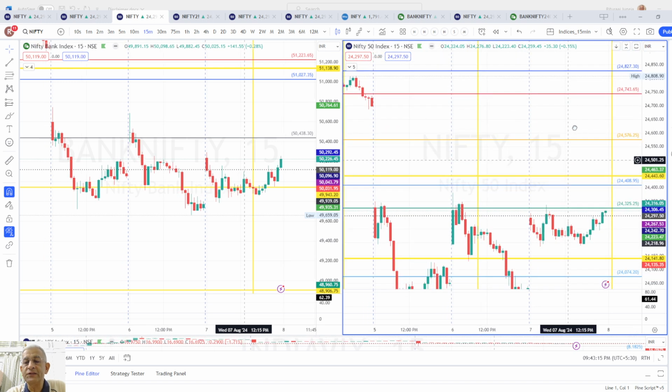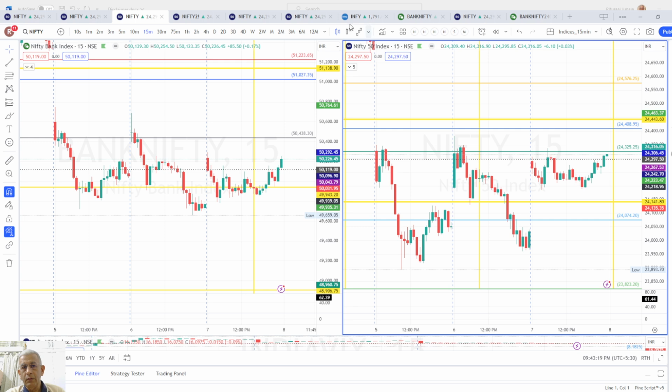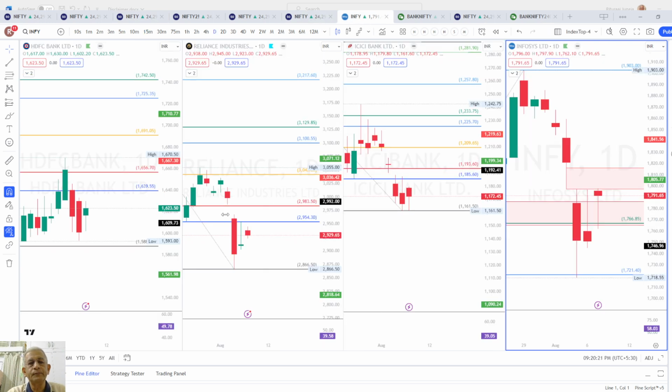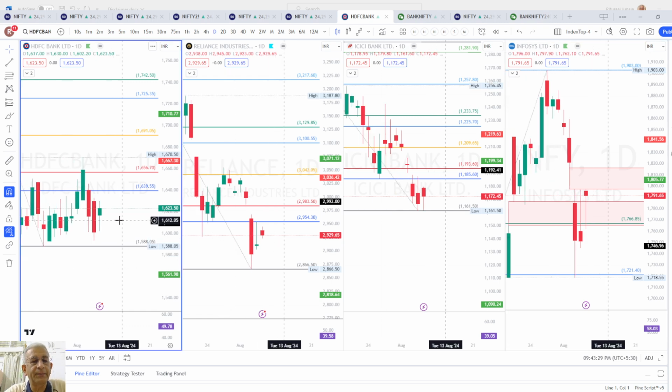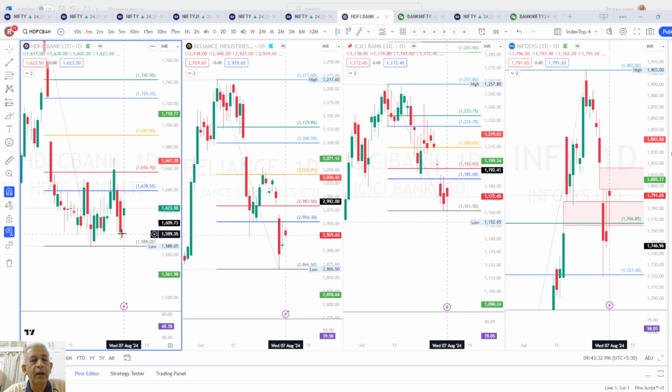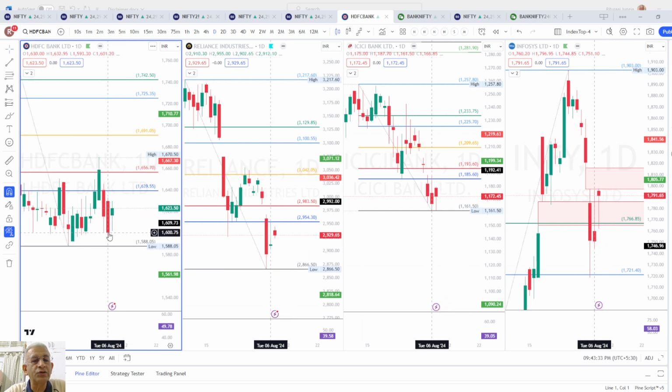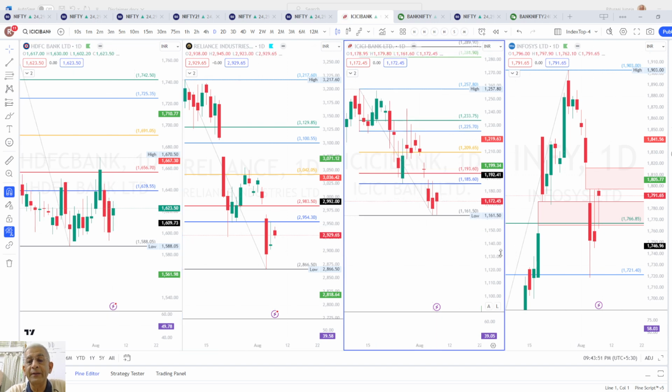So let's quickly look at the top four stocks of the market of Nifty 50. HDFC Bank, daily chart. HDFC Bank closed yesterday here and today it is closed here. So higher close. Inside bar, but a higher close. What about this? Inside bar, but a higher close. Very interesting. Reliance.